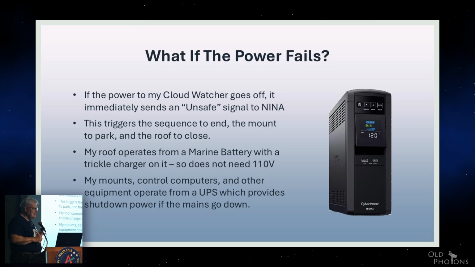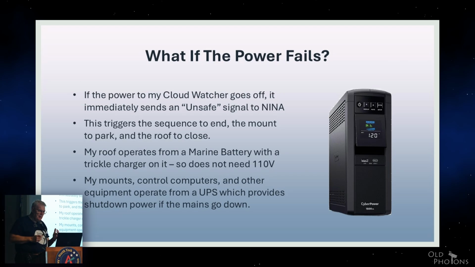The roof is operated from a 12-volt battery, which I operate using a marine battery with a trickle charger on it. I use an uninterruptible power supply to power my mount and the computer that controls it, so that in the event that the power goes out, the telescope can park and the roof can close and everything shuts down.